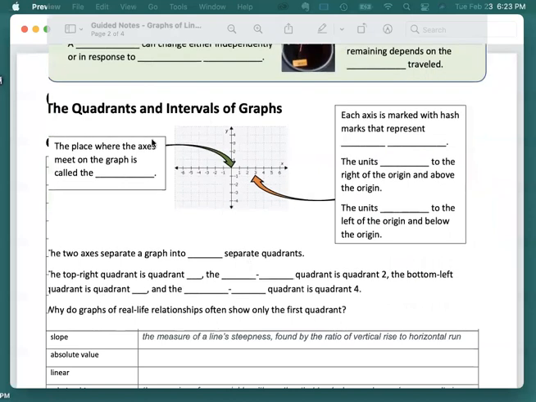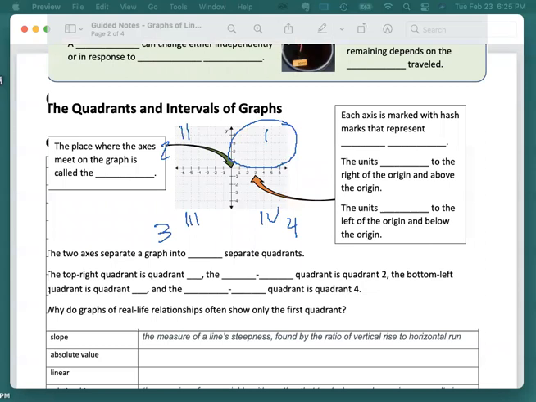So there are different quadrants. Quad means 4. The quadrant up here is what you see when you're graphing, because most graphs in the real world will have that portion, and this is quadrant 1. Then you go counterclockwise, so this is quadrant 2, this is quadrant 3, and this is quadrant 4.